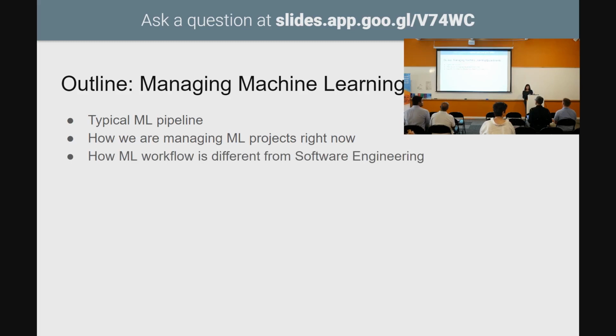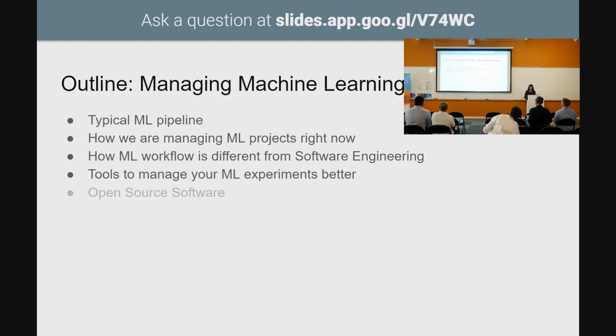Then I'll talk about how the ML workflow is not quite like the software engineering workflow, although we use the same tools. We use Git for source control. We use the same data repos. Some tools to manage ML better. And this is more about bringing information from software engineering into ML so that we can write better code for machine learning.